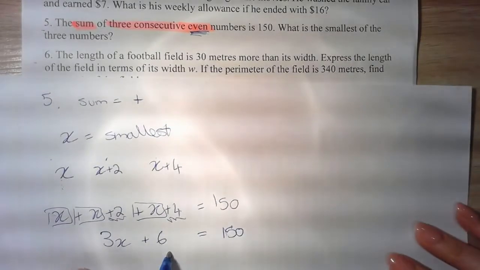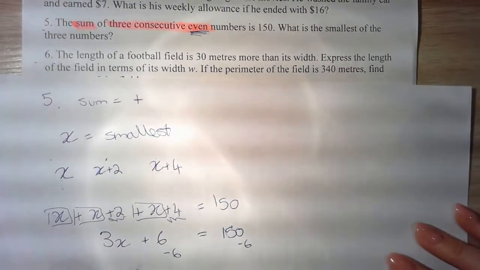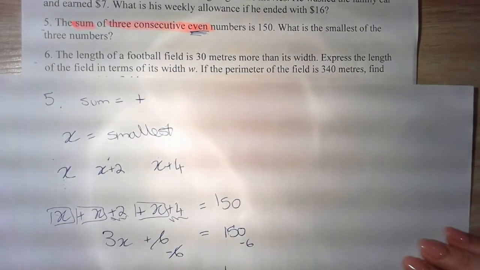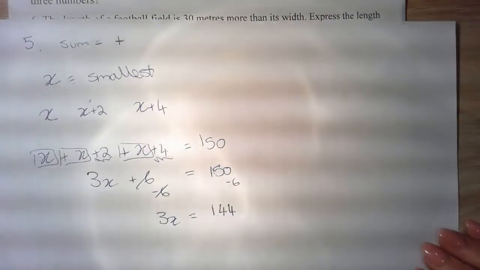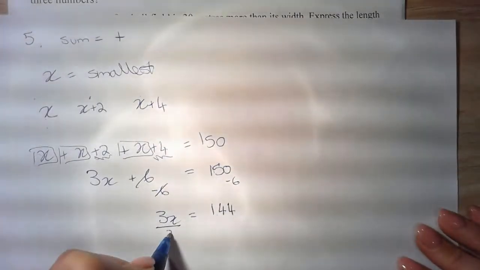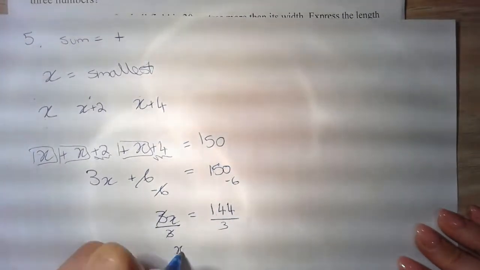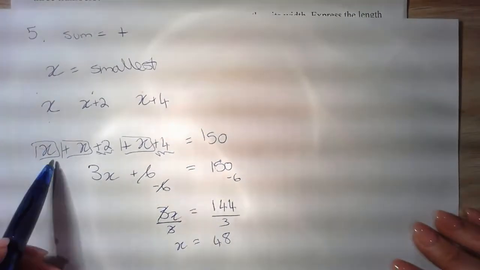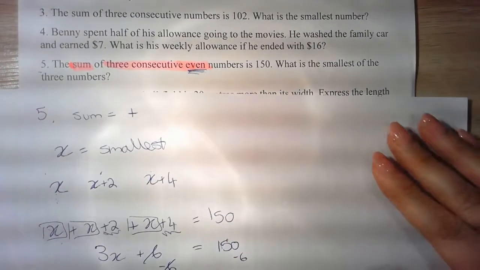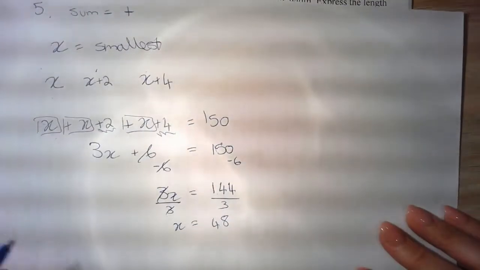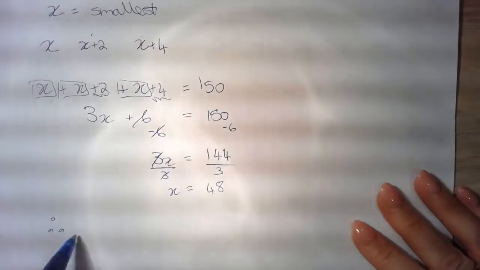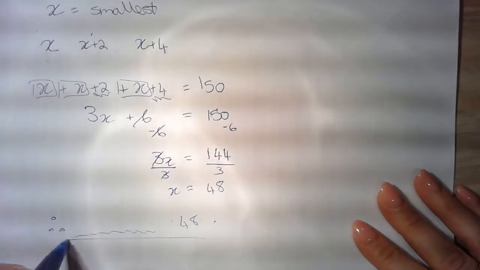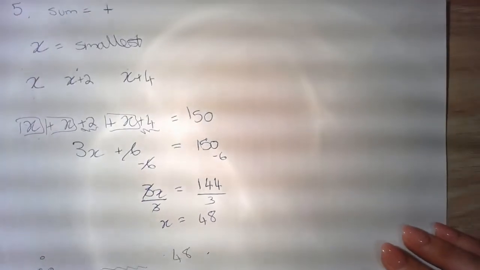Okay, so we need to subtract 6, and that's going to be 3x equals 144. So we need to divide by 3, and that's going to equal 48. Absolutely, you can go and do your check there, but we go back to the question, and it says, what is the smallest of the 3 numbers? You can say, therefore, the smallest of the 3 numbers equals 48. Okay, so you'd write your full therefore statement there. Just be aware of that.